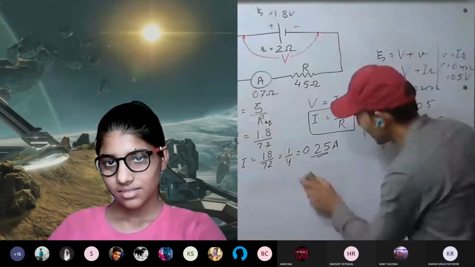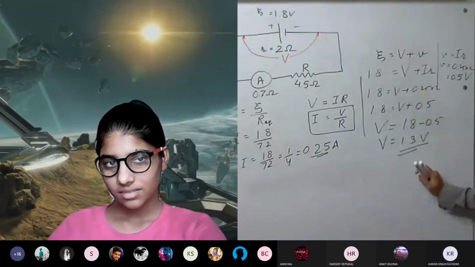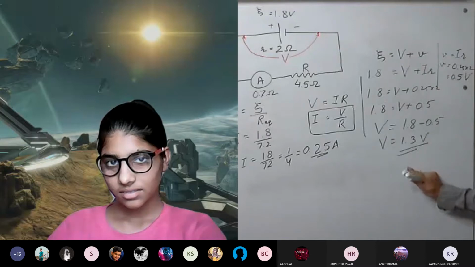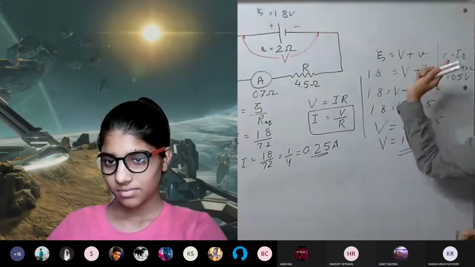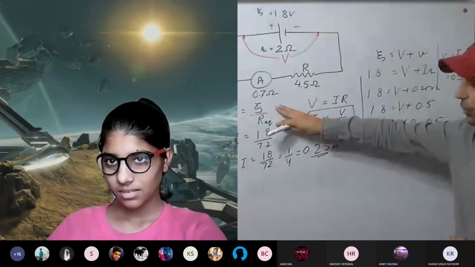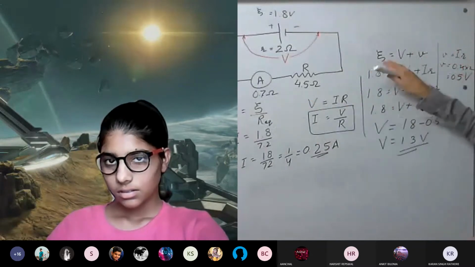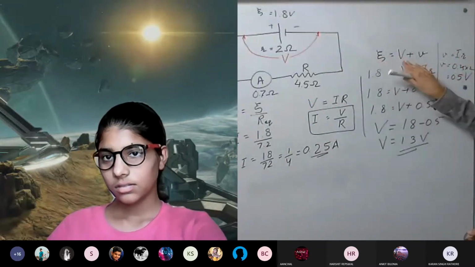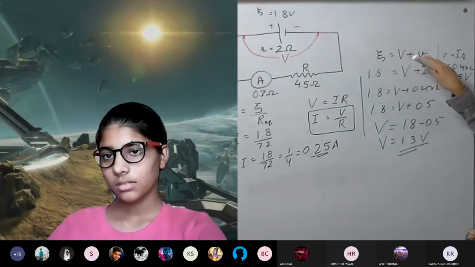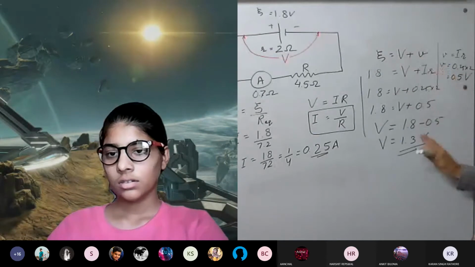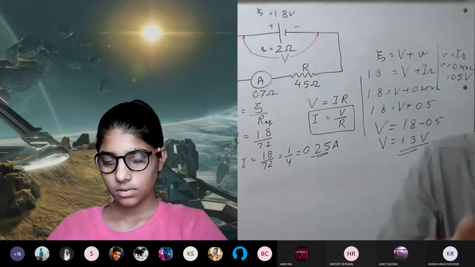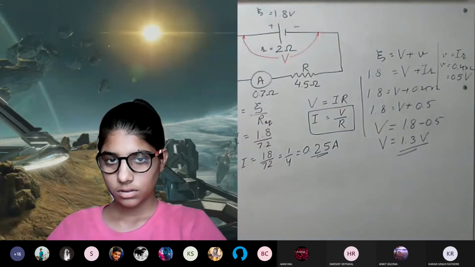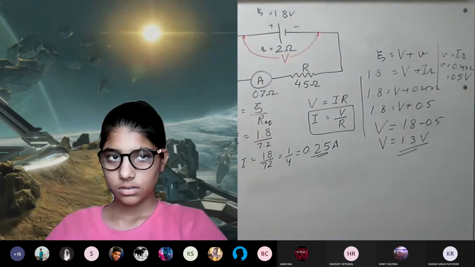Okay, so this is fine. Have you understood all? Only very basic formulas we have used. In every question, very basic formulas will be used: V equal to IR, or EMF equal to terminal voltage plus voltage drop. These two formulas only we have used. Do the next one. Read the next one till I put the adapter.